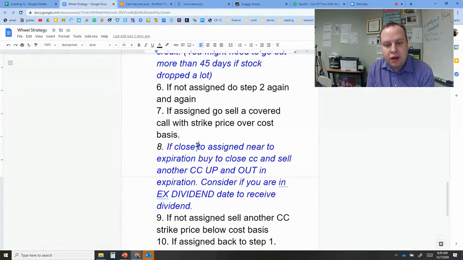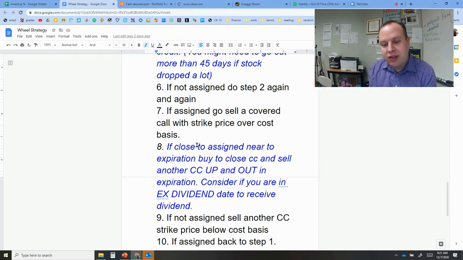Okay? Just like before, if you're close to assignment near the expiration, let's say that you had the current stock price at 35, you sell a covered call at 40, and it goes up to 40 in 2 days, even though you have another month out. At that point, you might want to buy to close that covered call, and then sell another one up and out instead of down and out, just like we looked at in the cash secured put part on the animation I showed.